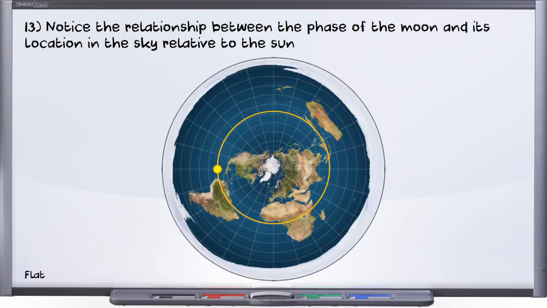On the flat earth, I'll put the same moons in a diagram around here, showing that the sun and the moon appear to be on opposite sides of their orbits during the full moon, and then they're very close together during the new moon. But if there is a relationship, as I'm saying that I think there is, between the location of the moon and its phase relative to the sun, then I don't know what the explanation for that might be if the Earth is flat.